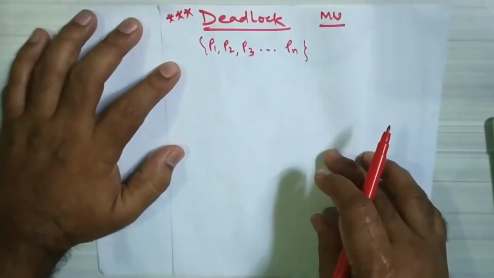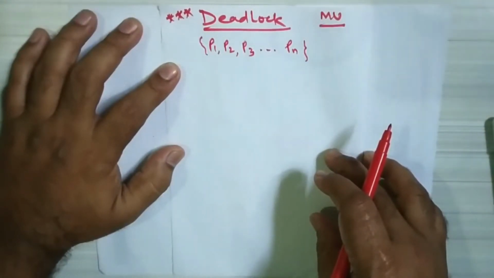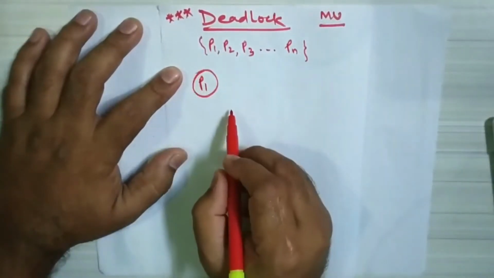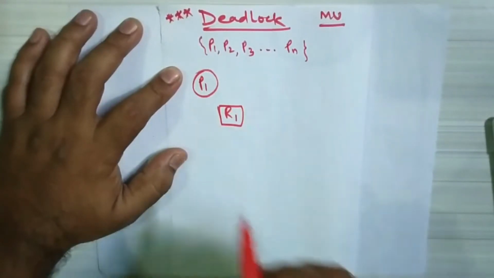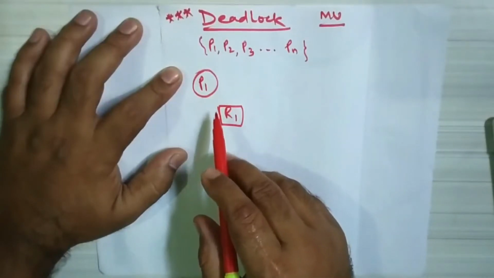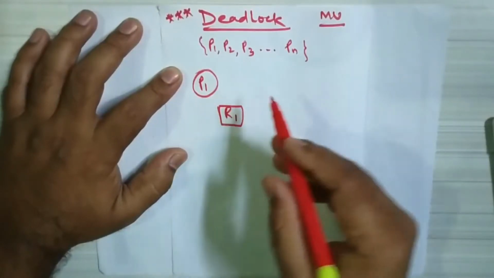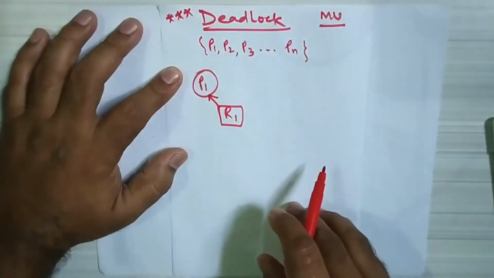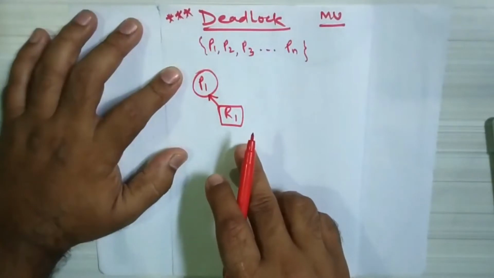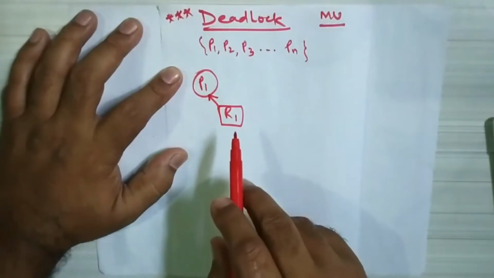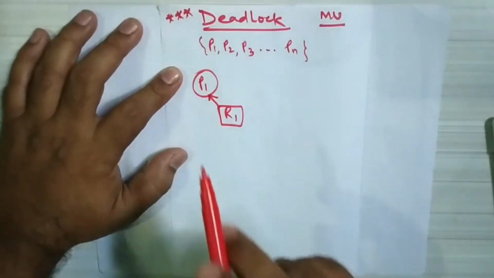If any process is holding any resource, we can represent it this way. For example, this is the process p1 and this is the resource r1. Process p1 has the resource r1. How can we represent it? With an arrow mark, where the arrow points toward the process. Now we can see that this process is holding the resource r1, or the resource r1 is being held by the process p1.